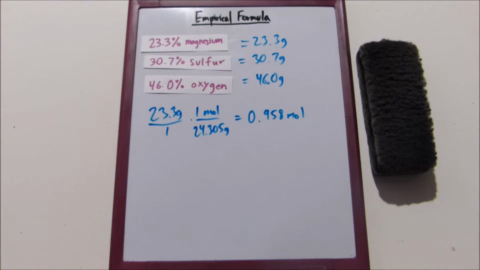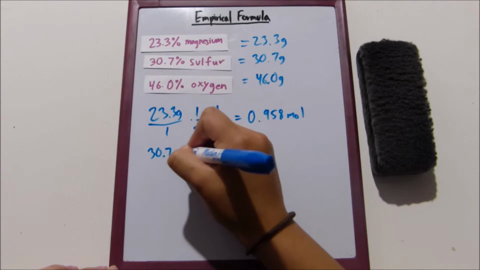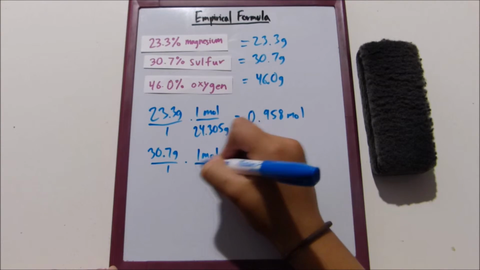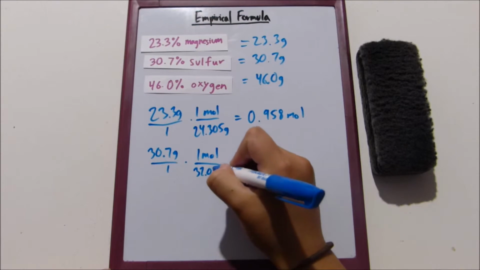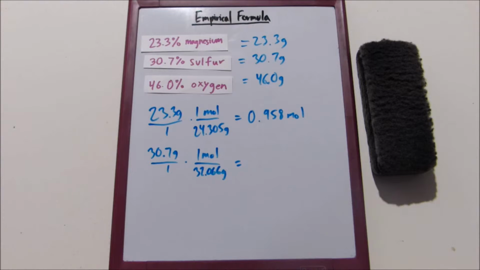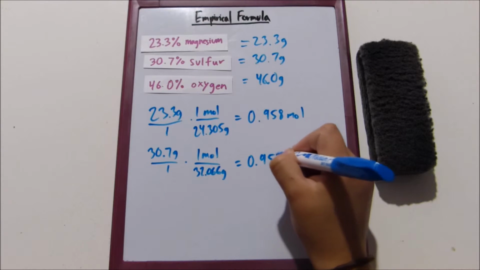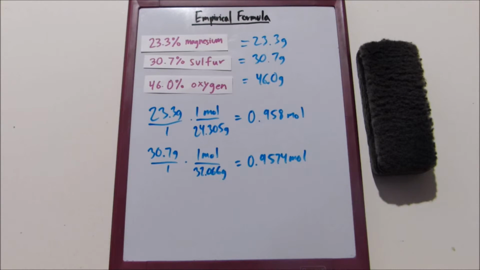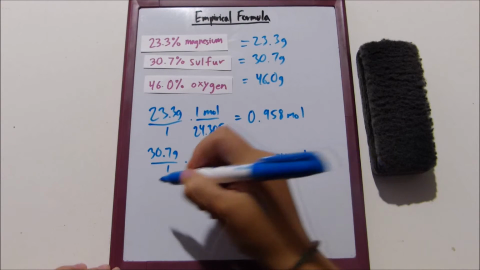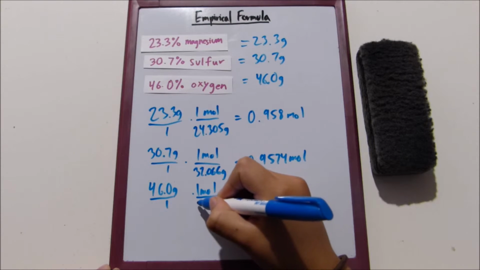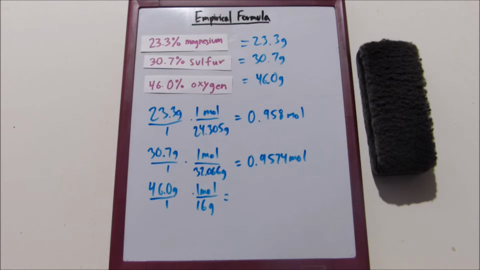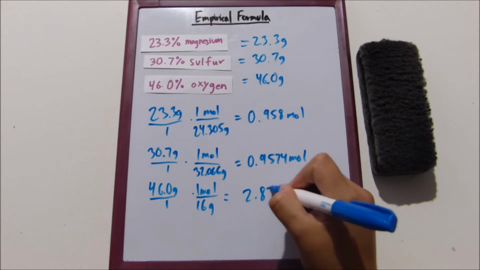And then sulfur, you do the exact same thing. 30.7 grams, 1 times 1 mole. Then the molar mass of sulfur is 32.066. And that is 0.9574 moles. Then last but not least, we've got our oxygen. 46.0 grams over 1 times 1 mole, all over 16 grams, is about 2.875 mole.